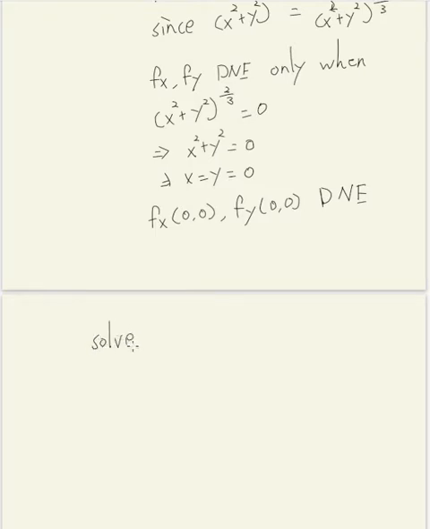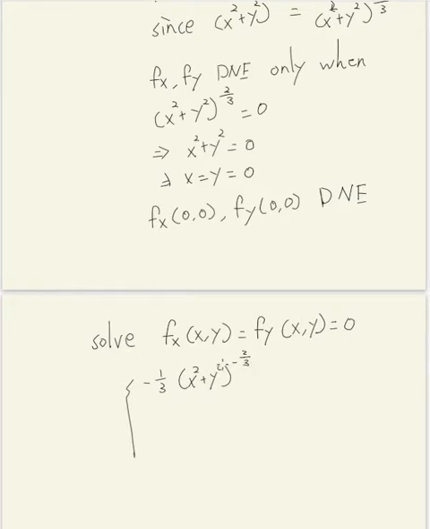Well, for all other critical points, the partial derivatives do exist. Then in order for them to be critical points, we have this equation: f partial x equals f partial y equals 0, which means, let me write this again, minus 1 over 3 times (x squared plus y squared) to the minus 2 over 3 times 2x equals 0.